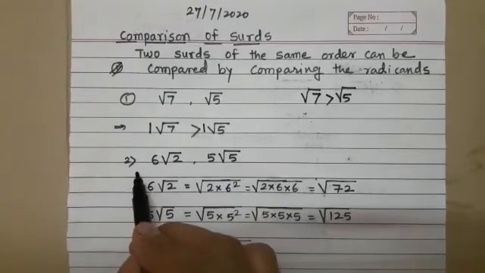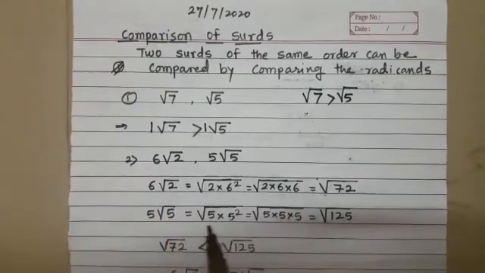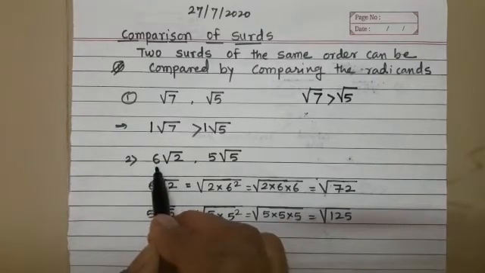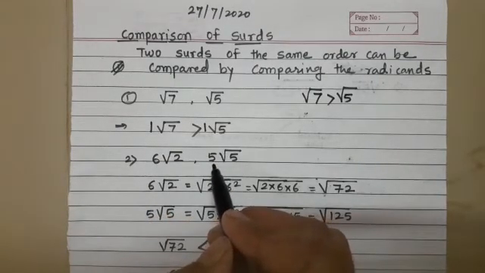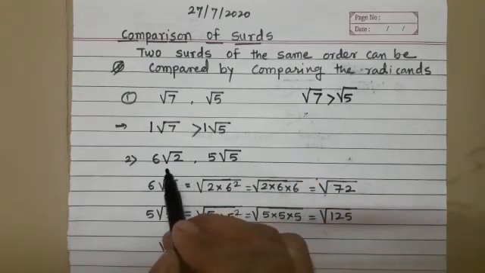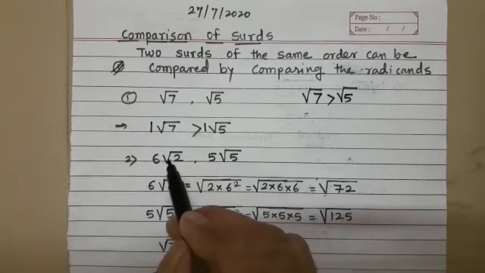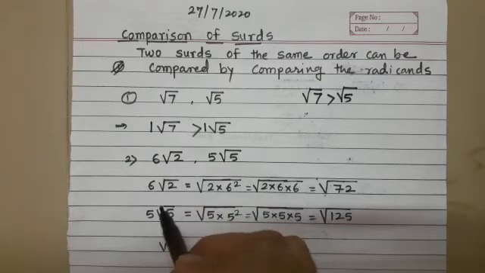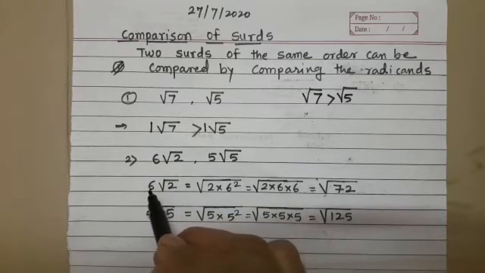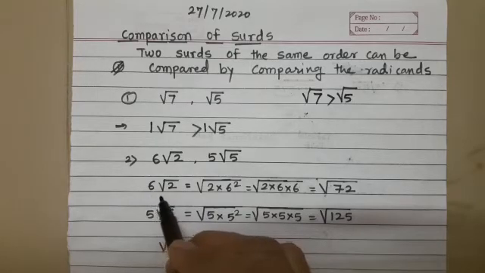Now in the second example, 6 square root of 2, comma 5 square root of 5. 6 is the rational part, this is the irrational part. In the second surd, 5 is the rational part and this square root of 5 is the irrational part. In between these two numbers, what is the radicand exactly? To decide who is greater, we have to take this 6 inside the square root, as we have seen in the previous examples.